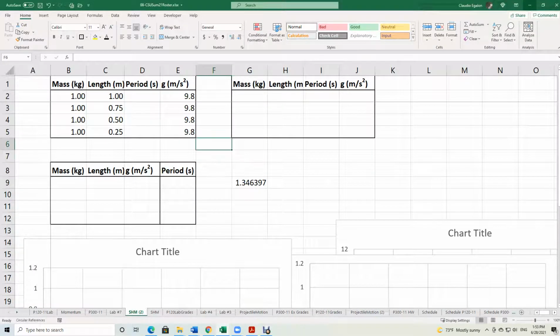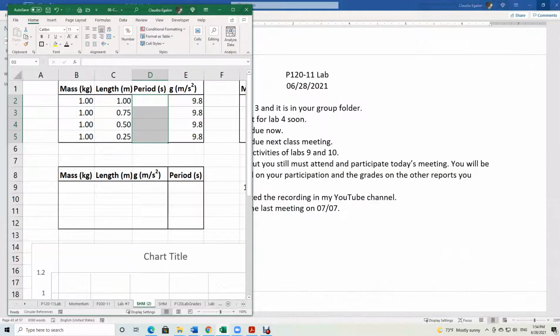So here you go. We have the lengths. We come up with all the lengths here: 4 different lengths from 25 centimeters to 1 meter. Mass of the pendulum is 1 kilogram. Acceleration of gravity is 9.8 meters per second square. And we're going to collect the values of the period for the pendulum for each of those lengths.